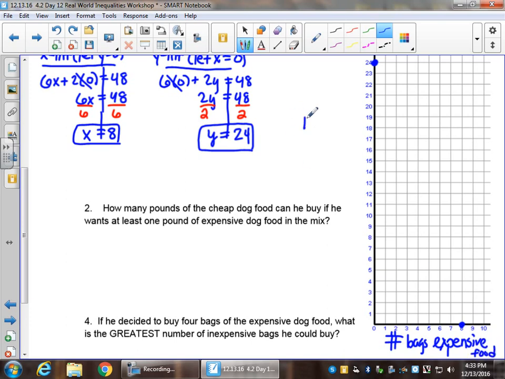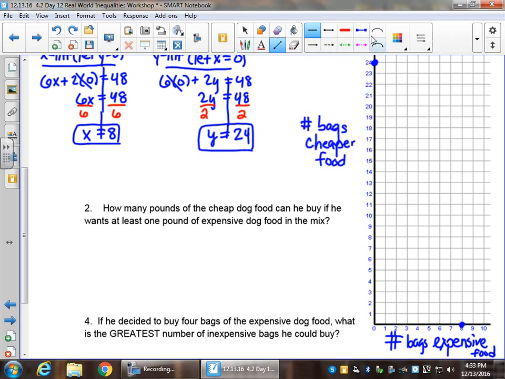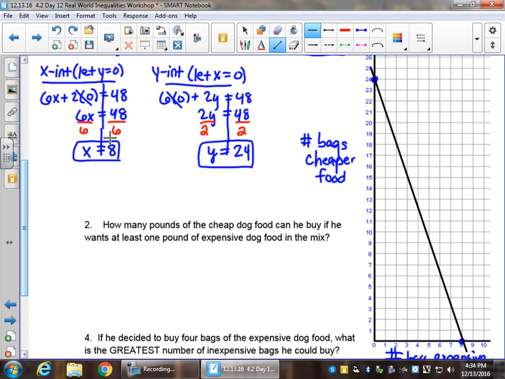And Y was the number of bags of cheaper food. This is where a straight edge really comes in handy, guys. Please make sure you're not just trying to sketch the line. The straighter the line, the better we'll be able to actually use our graph to make some decisions here.